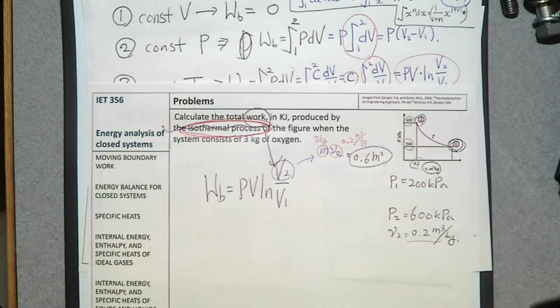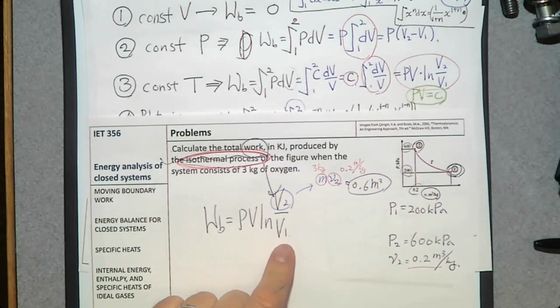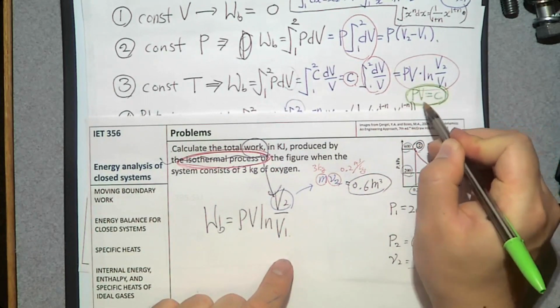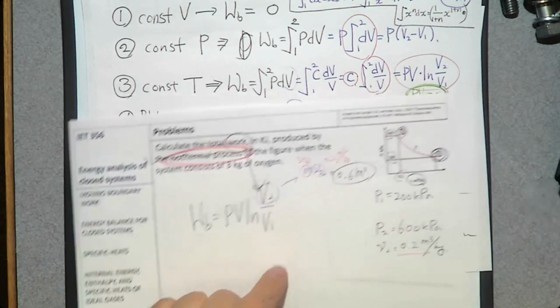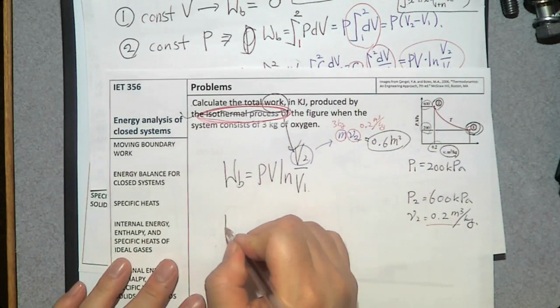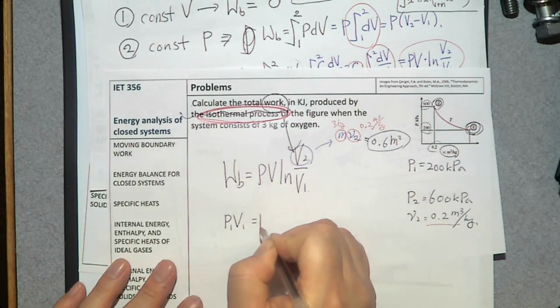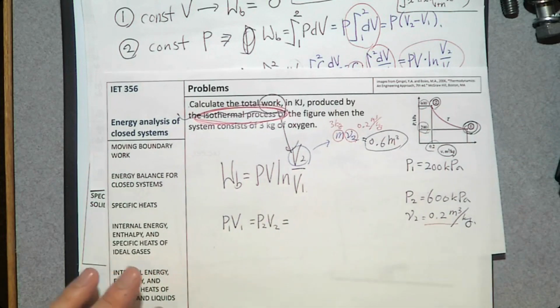Okay, we have that. Then what about V1? Can we determine V1? If we have a constant temperature process, we can use this pressure volume relation. PV is constant, meaning P1 V1 is the same as P2 V2 is the same as P3 V3. You remember that, right? So we can use this equation.